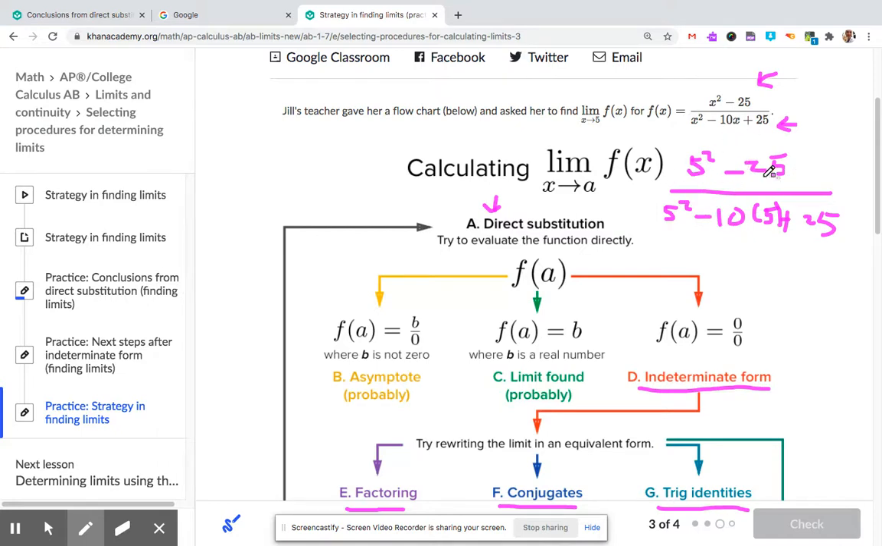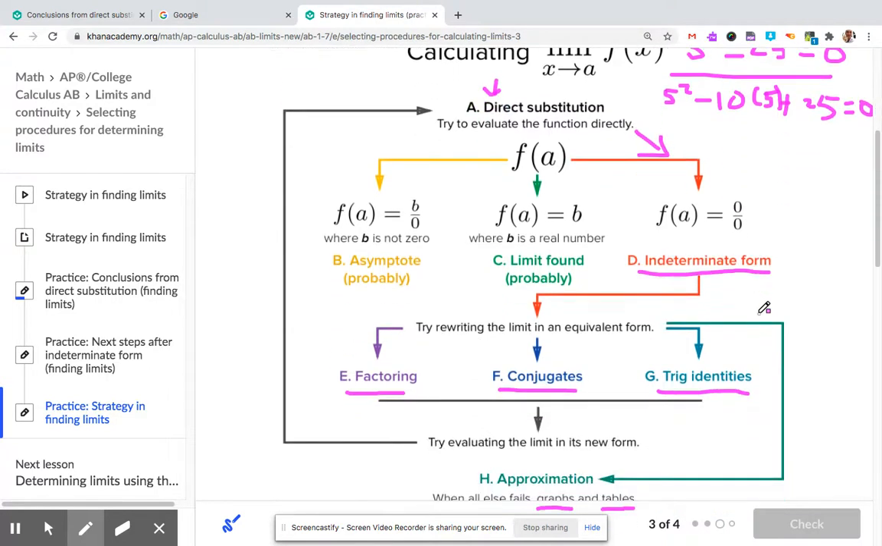So we got 25 minus 25, which is equal to 0 on top. On the bottom, 25 plus 25 is 50, minus 50 is 0. So we got 0 over 0. I recommend just writing it down as you go through it. So now we're at 0 over 0, indeterminate form.